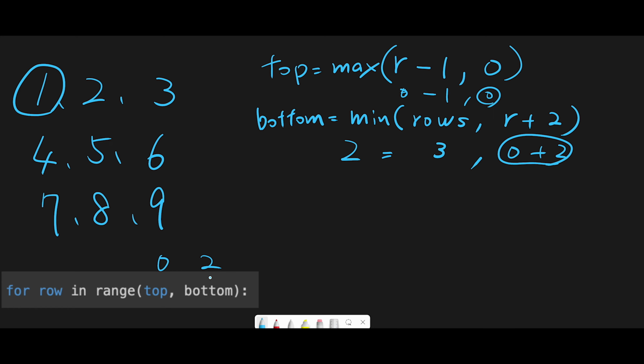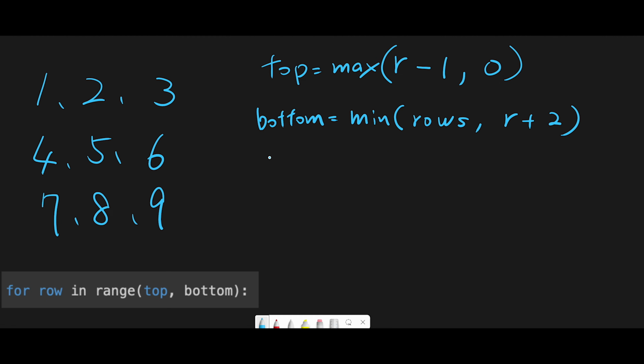So that's why we can successfully get the right range from 0 to 1, right? So 0 is included and 2 is not included. That means we iterate through from 0 to 1. From the 0, 0 position, there are no top cells and there are bottom cells, so we iterate through 0 and 1. So this row looks good.